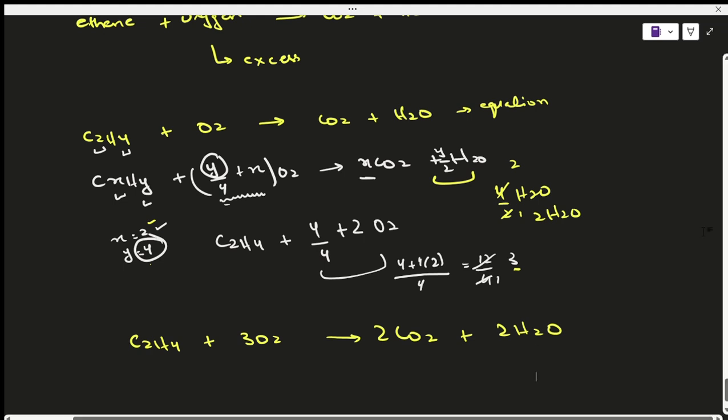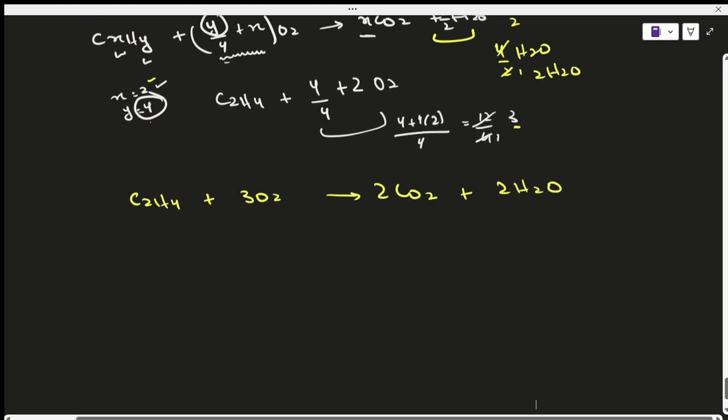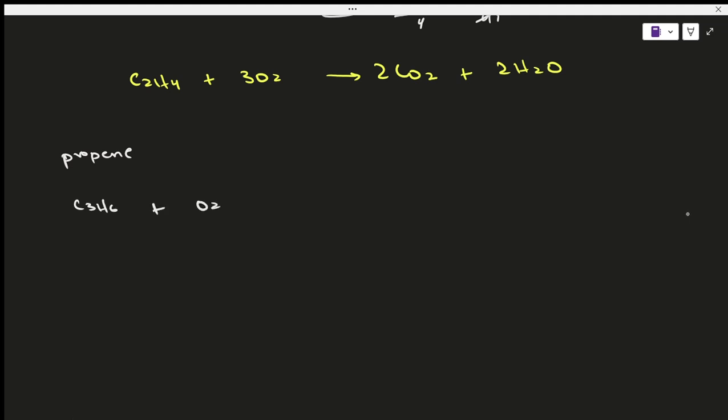If we were to take one more example, let's solve this for propene. Propene, that is C3H6, reacts with oxygen to form carbon dioxide plus water. Again, the same general equation. The value of x is 3 and the value of y is 6. Now I can quickly figure out the values here.